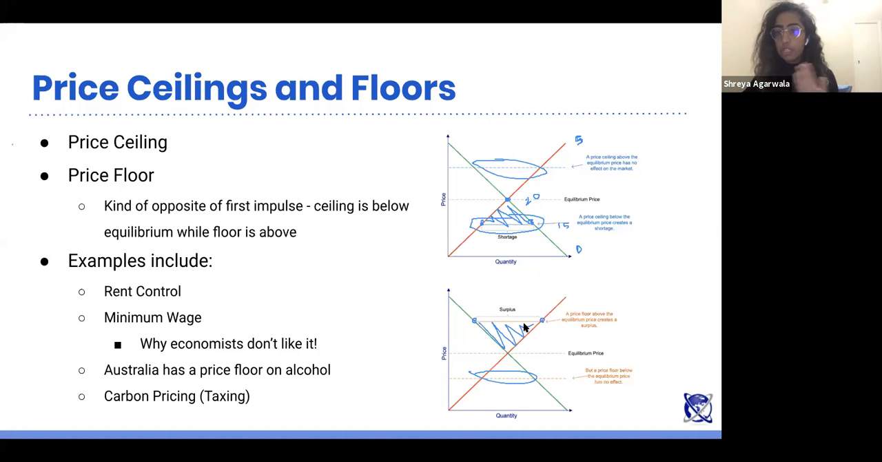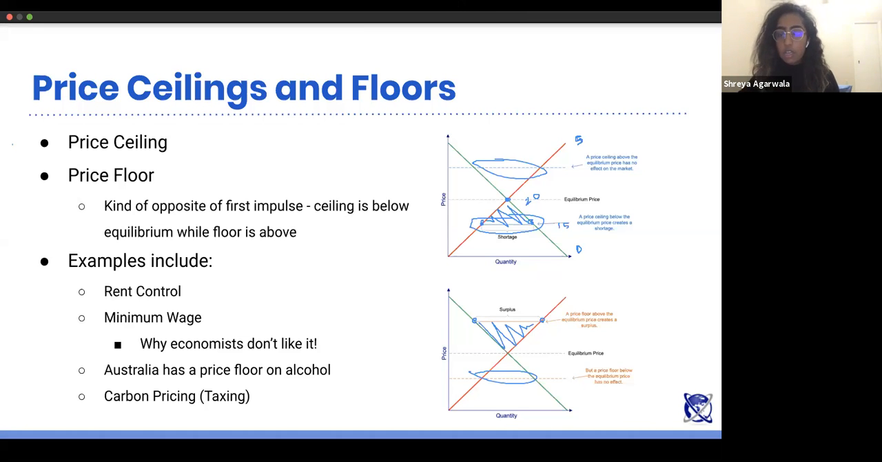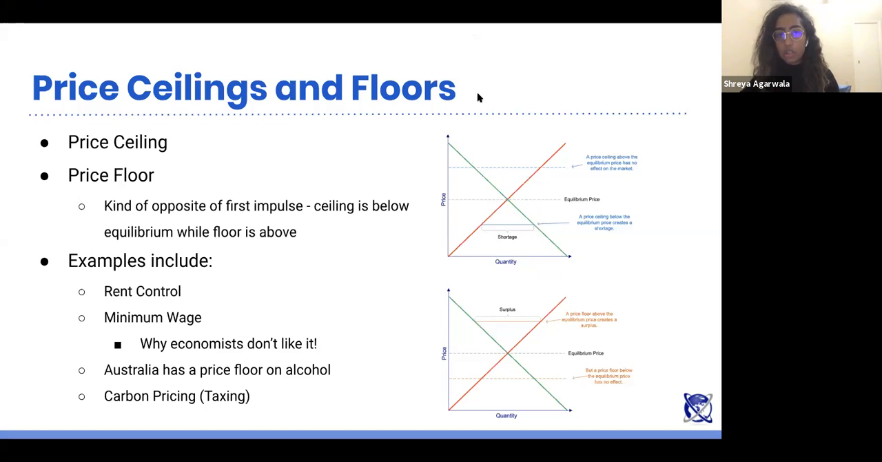Then you can also use it for things like pollution and carbon taxing. So those are examples of where you're going to be able to use the concepts of shortages and surpluses and price floors and ceilings to your benefit, even if it's not necessarily directly related to economic policy. Are there any questions on this one? I feel like this is probably one of the more helpful concepts for debate.